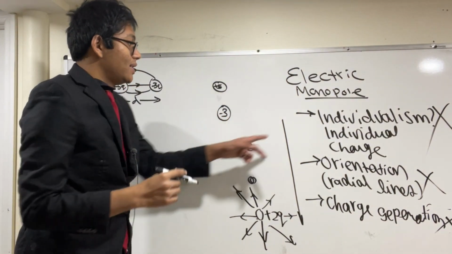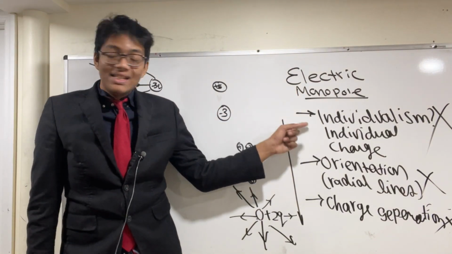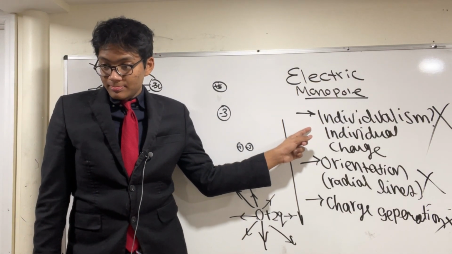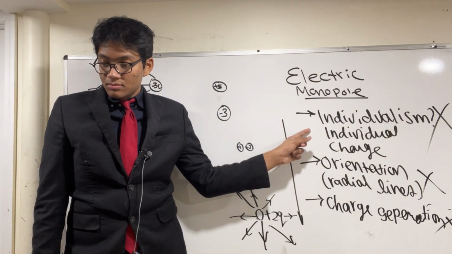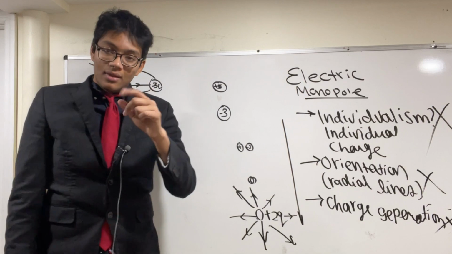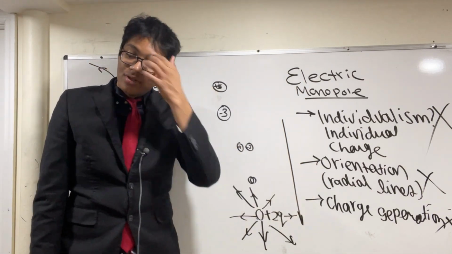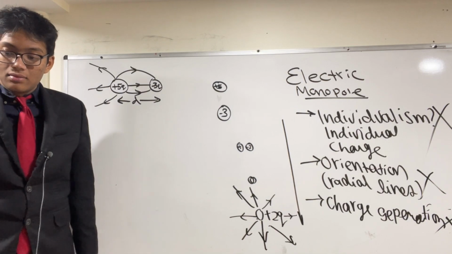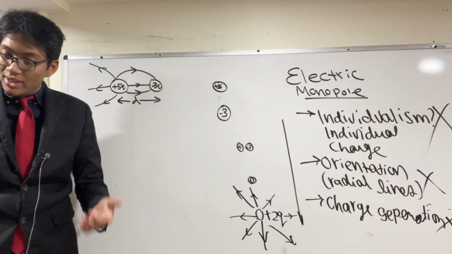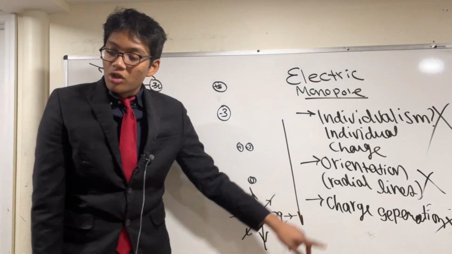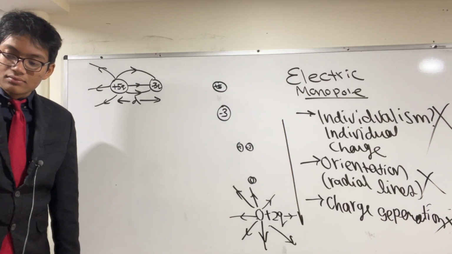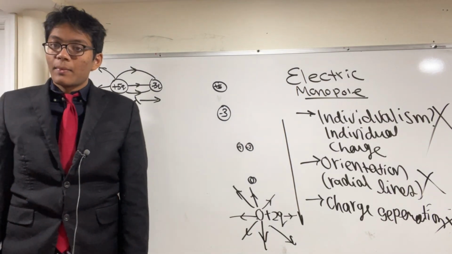When we had a +5 and a -3, did the individual charge matter? No. Why? Because you're basically only looking for the net charge once you zoom out. Exactly. Does the orientation matter? No. Why? Because the radial lines point in every single direction. Because of radial symmetry, it masks the orientation of the electric configuration. And does the charge separation matter? No, because no matter how far they are, if you zoom out really far away, you will always see them close together.